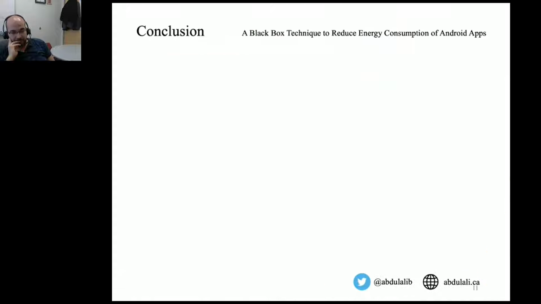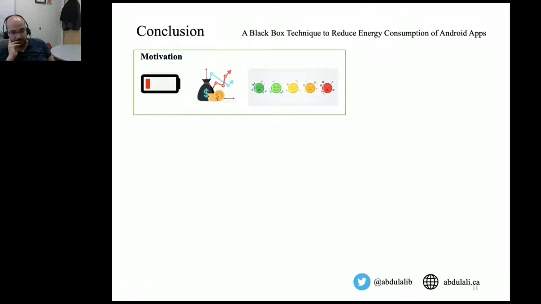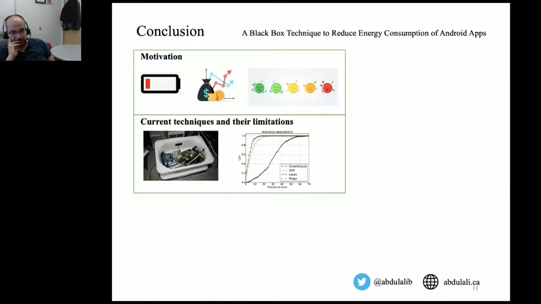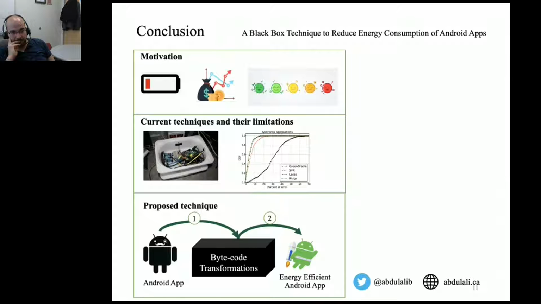To conclude, I would say the developers want to build energy efficient apps, but there are several limitations in the current techniques. As a solution, we propose a black box technique that developers can use to reduce the energy consumption of their code when applied on real world apps.